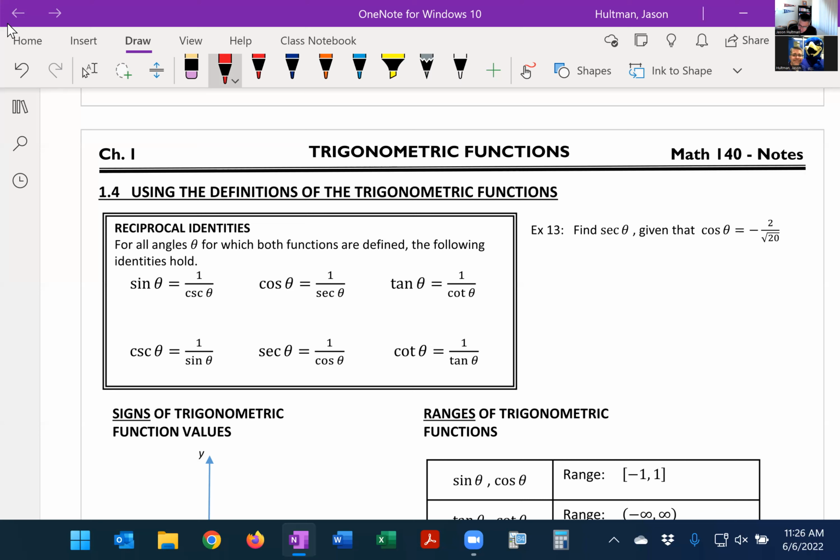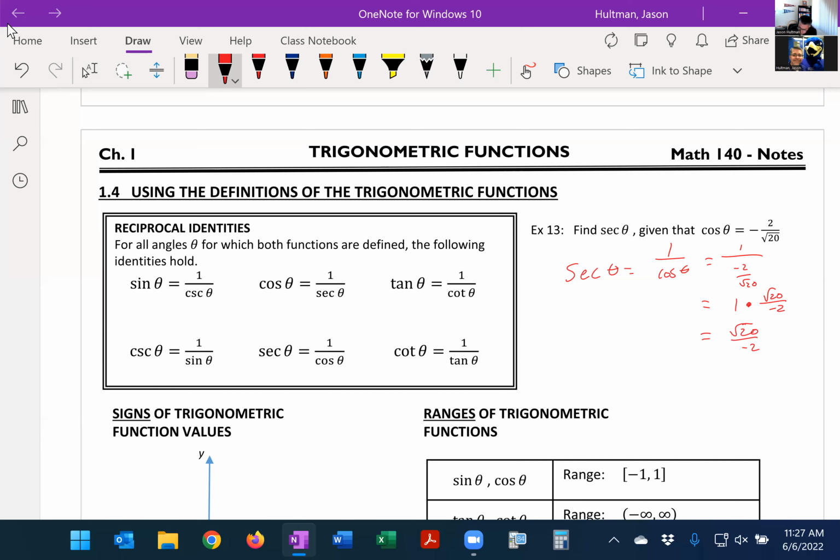Exercise 13 says, find secant given that cosine is equal to -2 over radical 20. So they're saying that we want to find secant. Well, secant of theta is 1 over cosine of theta. And so that's 1 over -2 over radical 20. Now, when I divide a number by a fraction, I really multiply by its reciprocal. So this becomes 1 times radical 20 over -2, which is just radical 20 over -2.